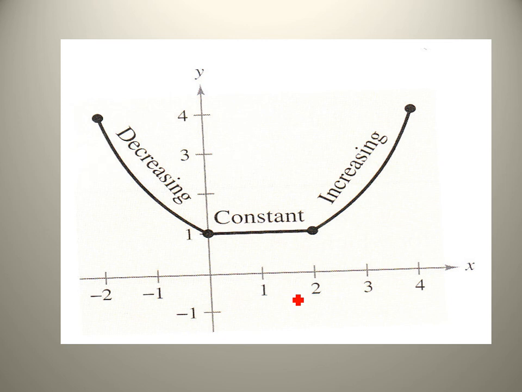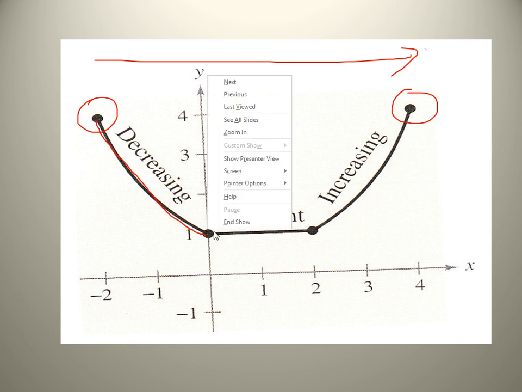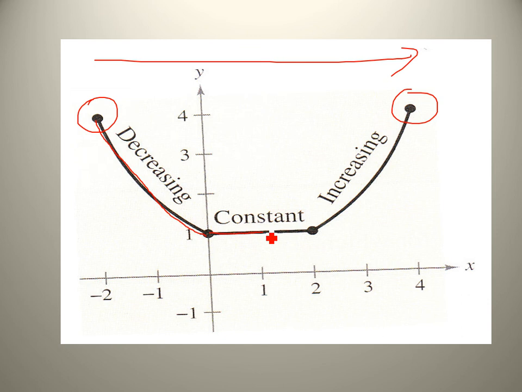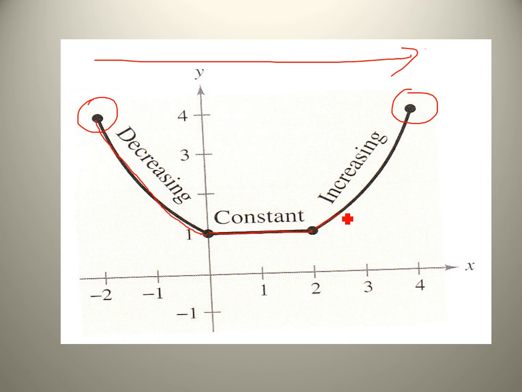So here's just a graph. Notice it has a starting point and an ending point because we're going to read this from left to right. Notice the graph starts out in a decreasing nature. It's moving in a downwards direction as I read it from left to right. Then it becomes constant. It becomes flat when it gets to this point here. Once again, still reading it from left to right, once I get to this point here, it begins to increase as I read it from left to right.